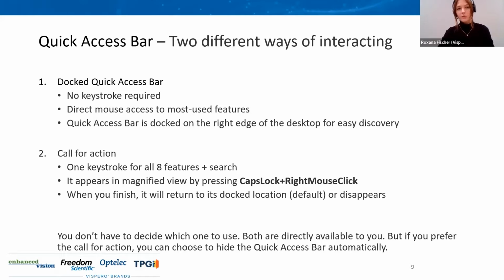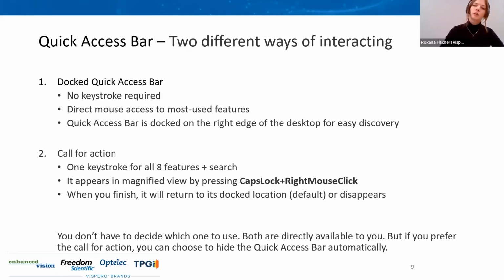The second way to interact with this is the call for action, where you learn one keystroke, and through this one keystroke, you get access to all the features and search without moving your screen at all. So you can stay in your Word document on the text part that you are reading right now and switch the color directly. And this keystroke is caps lock right mouse click.